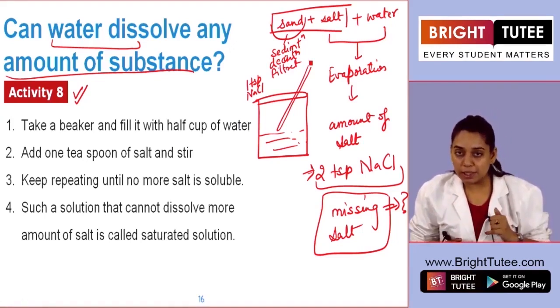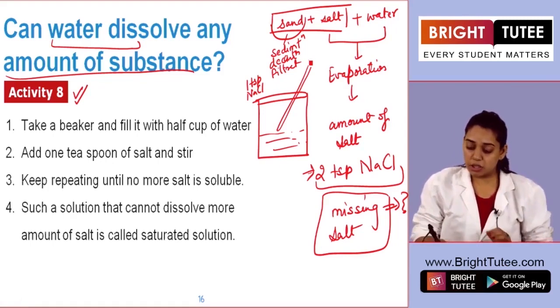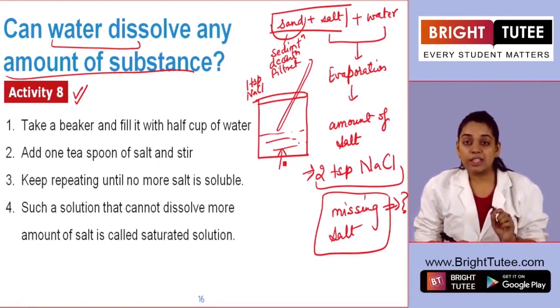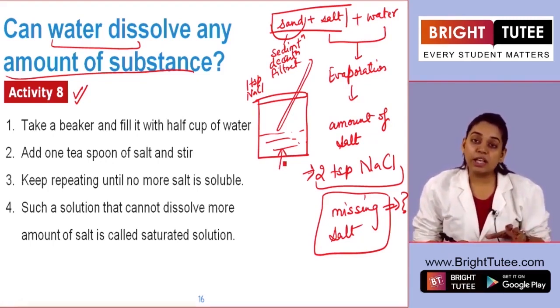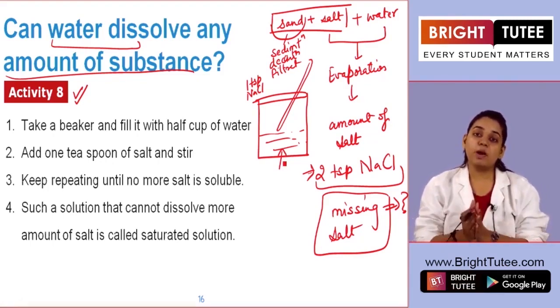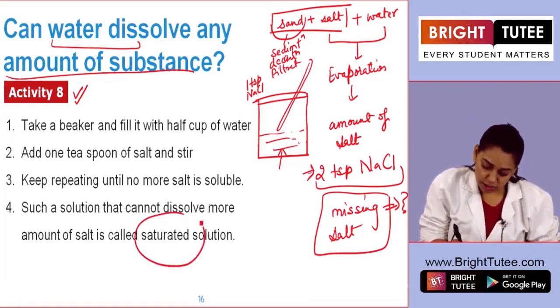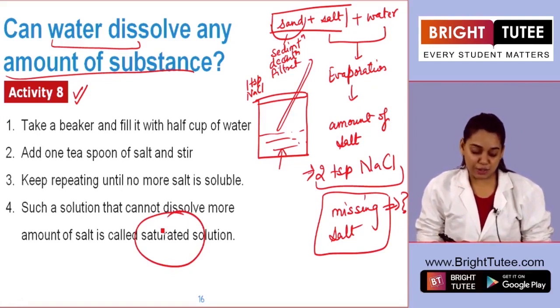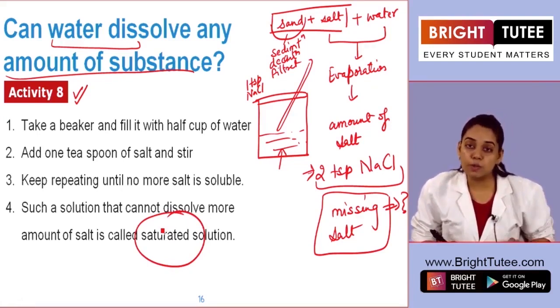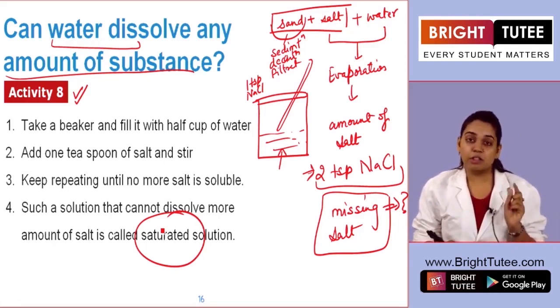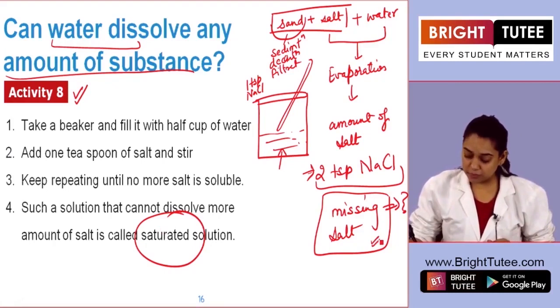We will keep repeating this step until the water cannot dissolve any more salt. So children, the stage where the water cannot dissolve any more salt in it is known as a saturated solution. So what is a saturated solution, children? A saturated solution is a solution wherein no more salt can be dissolved. This is a hint for the mystery of the missing salt.